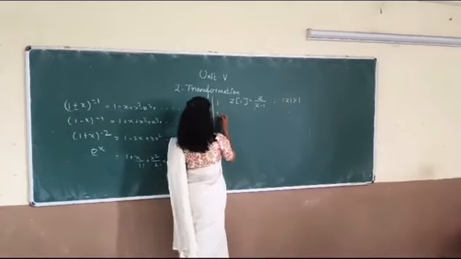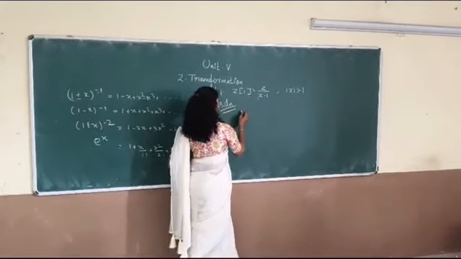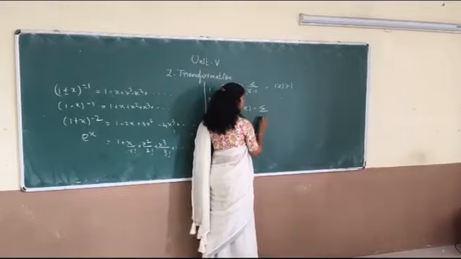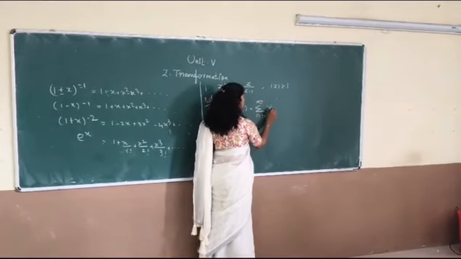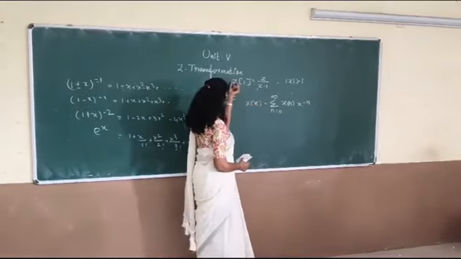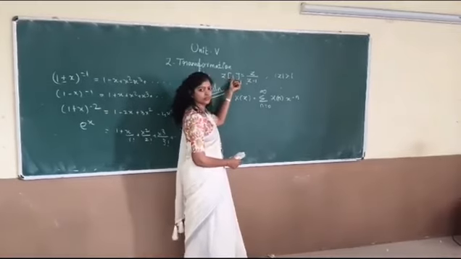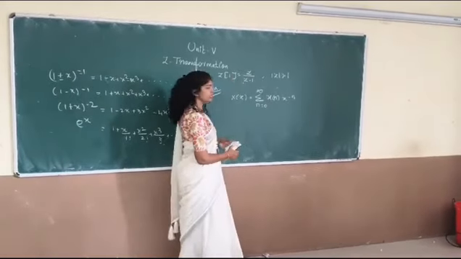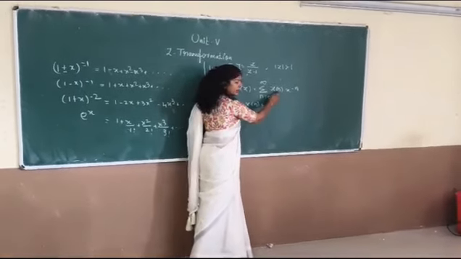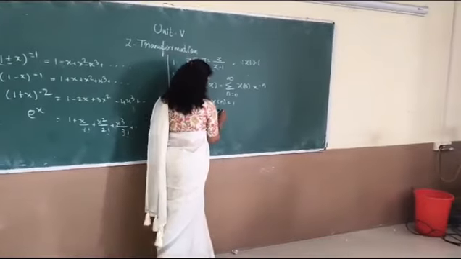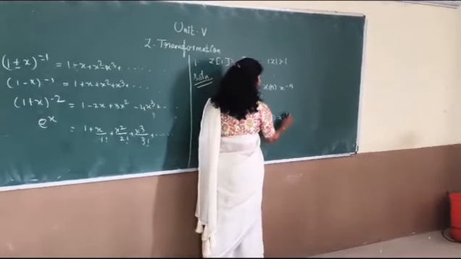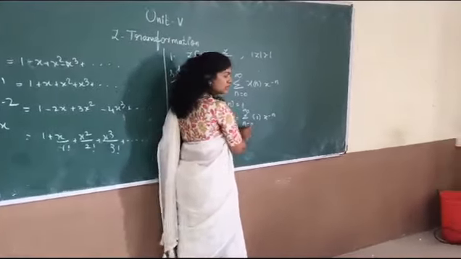First of all we have to write the formula of the Z transformation. X of Z equal to summation, and since this is unilateral, n equal to 0 to infinity, x of n Z power minus n. Here x of n is 1, so we replace it by 1. So we have X of Z equal to summation n equal to 0 to infinity, 1 into Z power minus n.